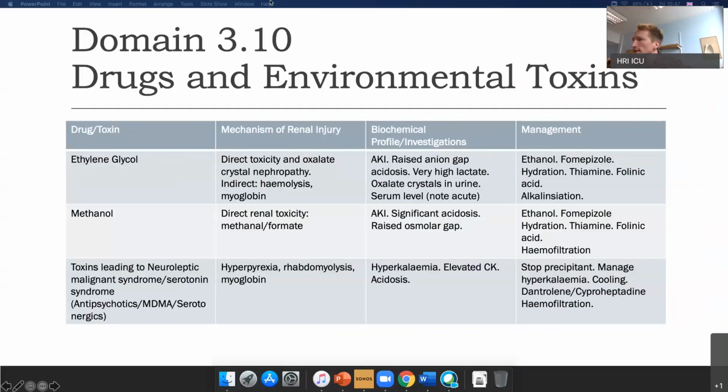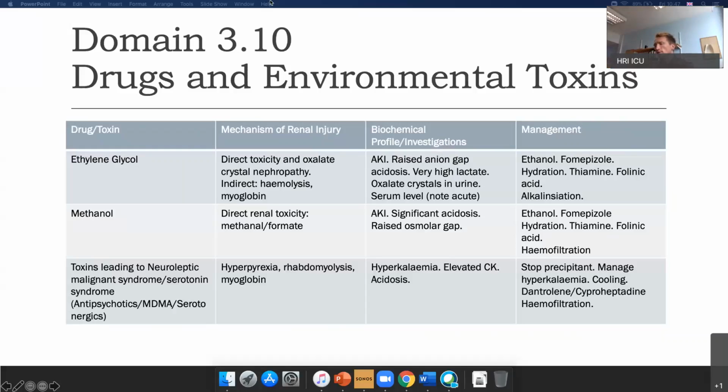Methanol is similar. Again, you get significant acidosis. You get direct renal toxicity from the actual formate, and you can also get crystal nephropathy as well. Treatments are similar, and again, patients progress to receiving hemodialysis very quickly. Other drugs such as MDMA, someone was mentioning MDMA as a possible cause in the previous scenario.